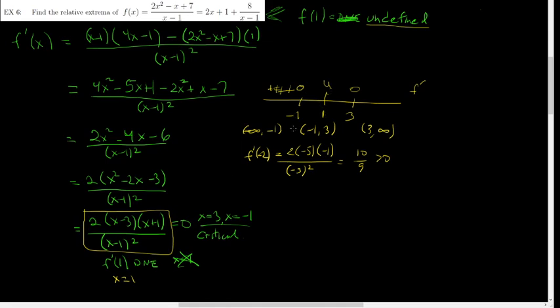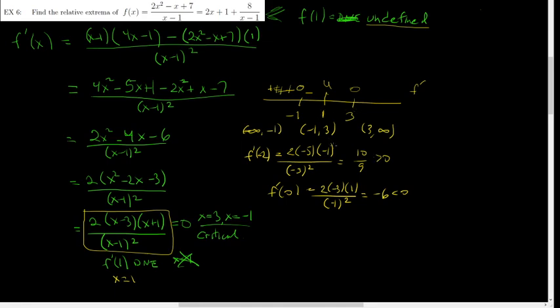So between negative 1 and 1, I would pick 0. Plug that into the derivative here, and we're going to get 2 times negative 3 times 1, divided by 0 minus 1, negative 1 squared. So that's just going to be negative 6, which is negative. So here, it's going to be negative.